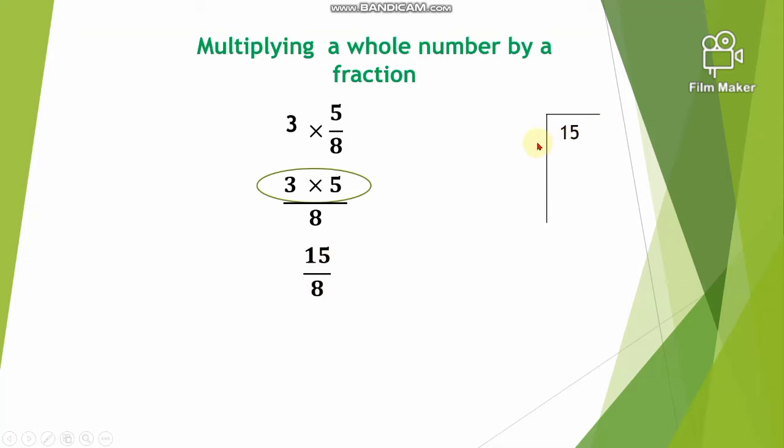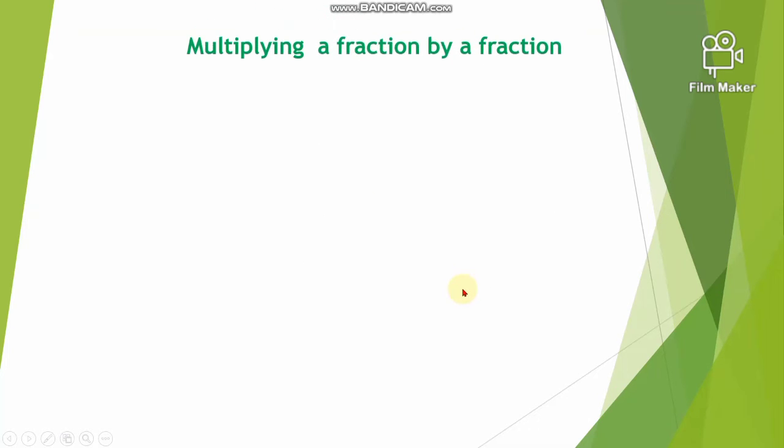If you divide 15 by 8, you will get 1 there. 8 into 1 is 8. The remainder is 7. Now, yes, you know this. The quotient comes as the whole number in our mixed number. The remainder comes as the numerator in our fractional part. So the answer is 1, 7 over 8. Did you understand it? Okay, now we will discuss multiplying a fraction by a fraction.